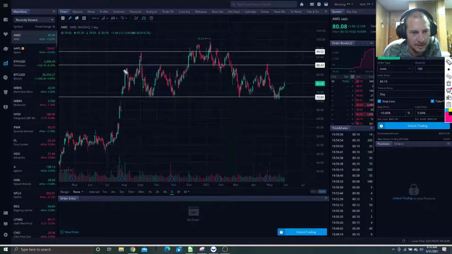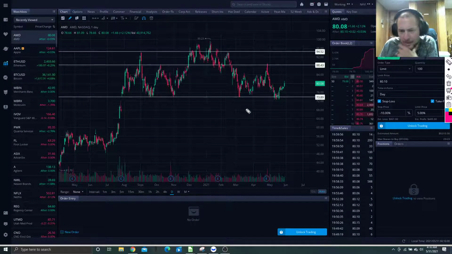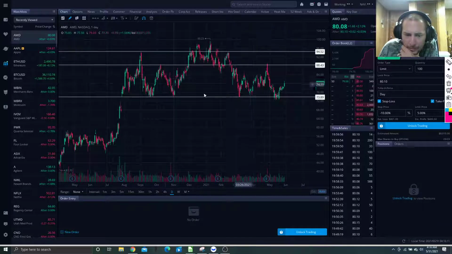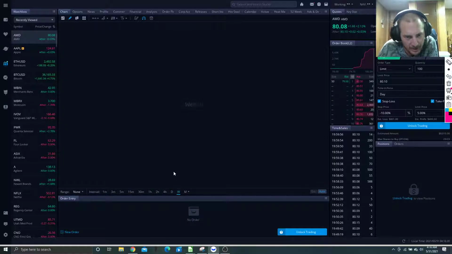Same thing for your resistance. Here's 1 on this one, 2, here it is as support, here it is as resistance again, and resistance again. So your daily levels are going to be much more valid and important than your 4 hours, your 2 hours, or your 1 hours. And just the same, your weekly levels.